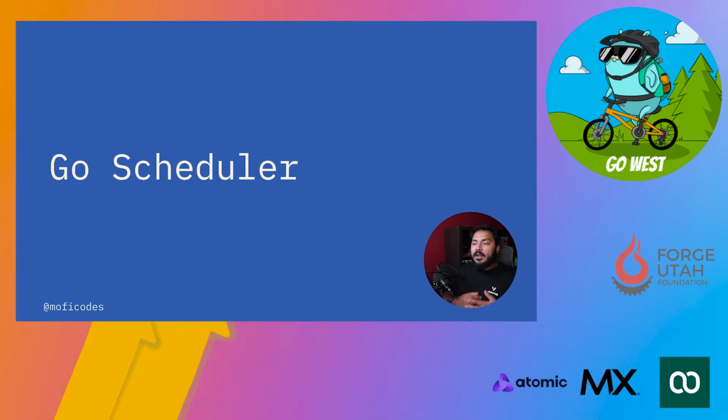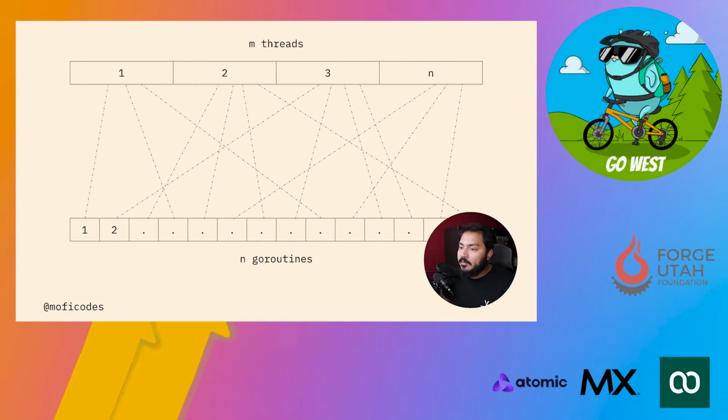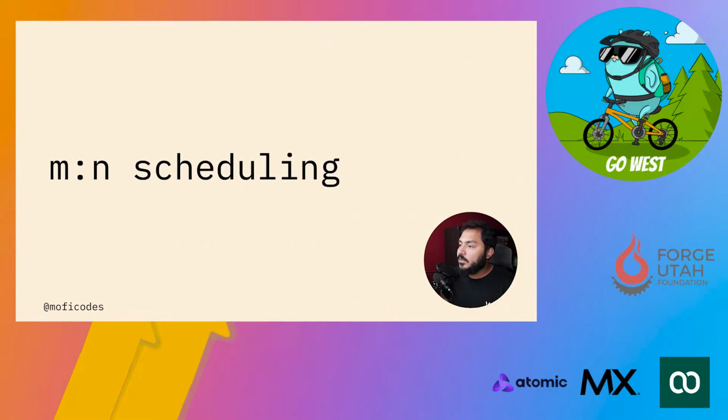So let's talk a little bit about the Go scheduler, to appreciate all the things that the Go runtime does for us when we're trying to write concurrent applications. Go uses M-to-N scheduling. What that basically means is you have M operating system threads and you have N Go routines. At any given time, those M threads will be used to schedule the N Go routines. So M threads schedule N Go routines. That's what is meant by M-to-N scheduling.